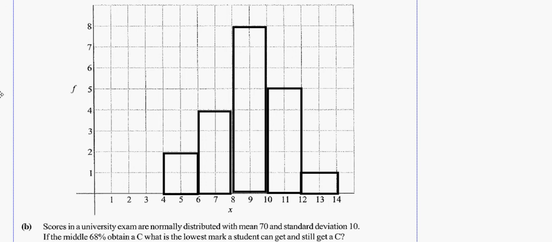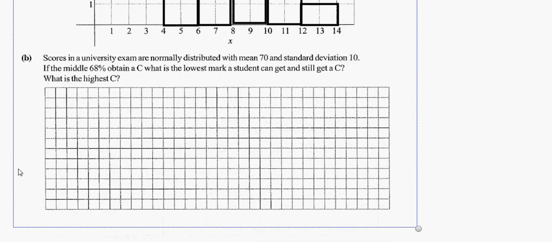Now, scores in the university exam are normally distributed with a mean of 70 and a standard deviation of 10. If the middle 68% obtained a C, what is the lowest mark a student can get and still get a C? What is the highest C?